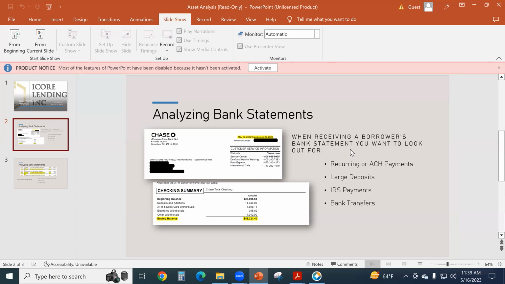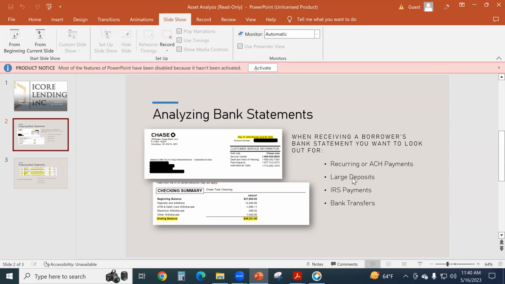When receiving a borrower's bank statement, you want to look for recurring or ACH payments, large deposits, IRS payments, or bank transfers. Breaking it down in plain English: recurring or ACH payments are when you buy something new and it's auto-deducted. Automatic Automated Clearing House payments, that's what ACH payments are.